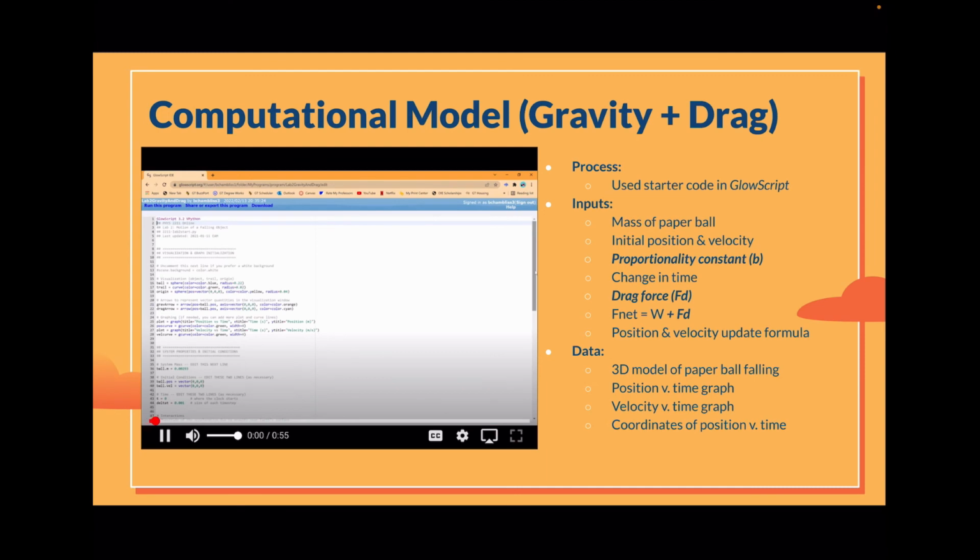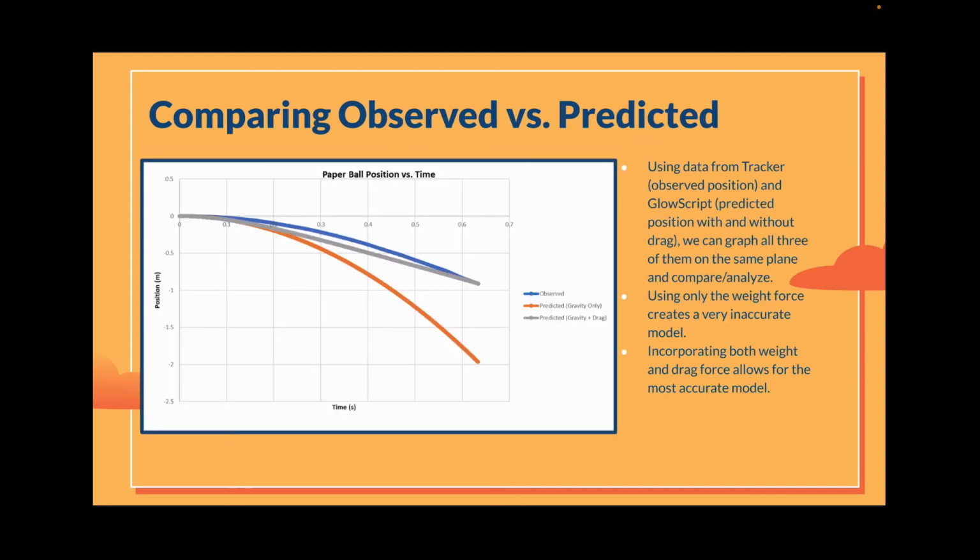Finally, we can plot all three on the same plane to actually see what's happening. We have our observed from Tracker in blue, our predicted with gravity only in orange, and our predicted with gravity and drag in gray. As we can see, the gravity only prediction is completely inaccurate. It has the object falling much faster and further, and then the predicted with drag is the closest to the observed.